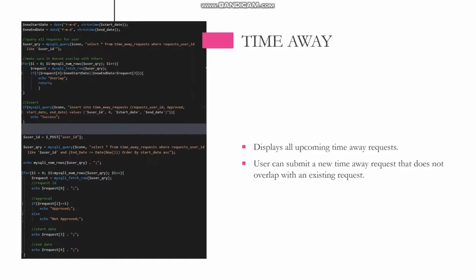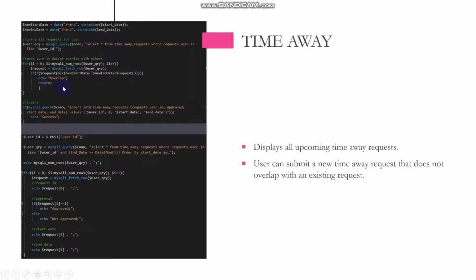Our next activity is time away. And this displays all the requests for time off work for a single employee. On this page, the user can look at a single time away request that they've already submitted to see its approval status, and they can also submit a new time away request.